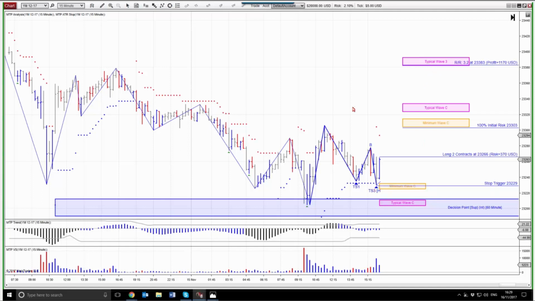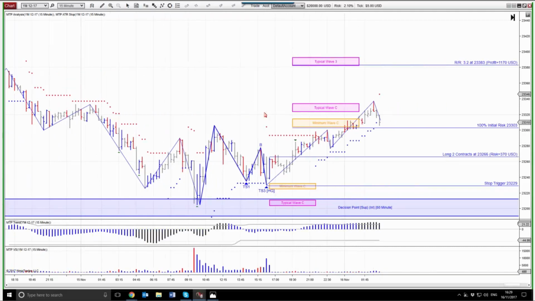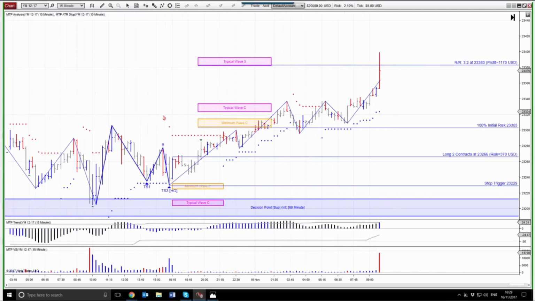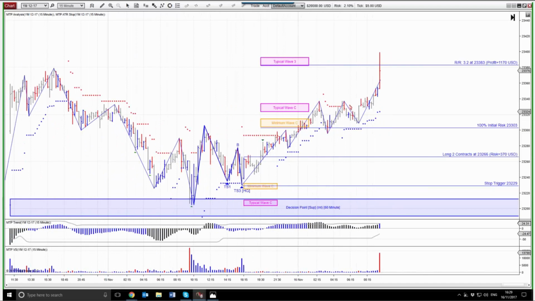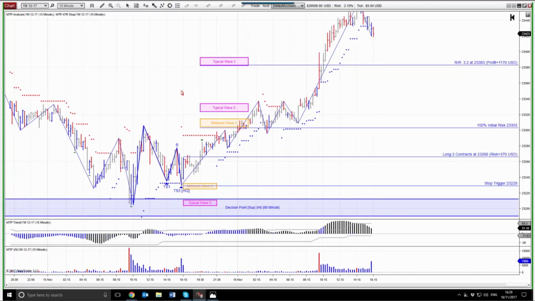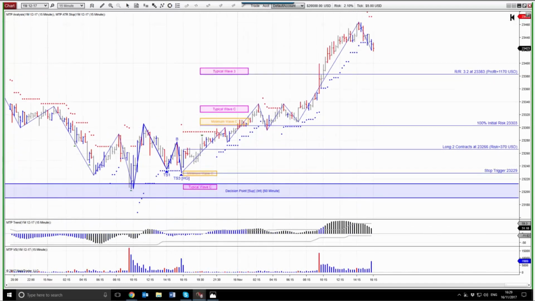If I scroll forward, zoom out a bit, if I scroll forward to what the market's done today, you can see that's exactly what the market did. It made a nice strong move, went beyond our typical wave 3 WPT here and actually went a bit beyond it. But the point being is that you captured a strong move.